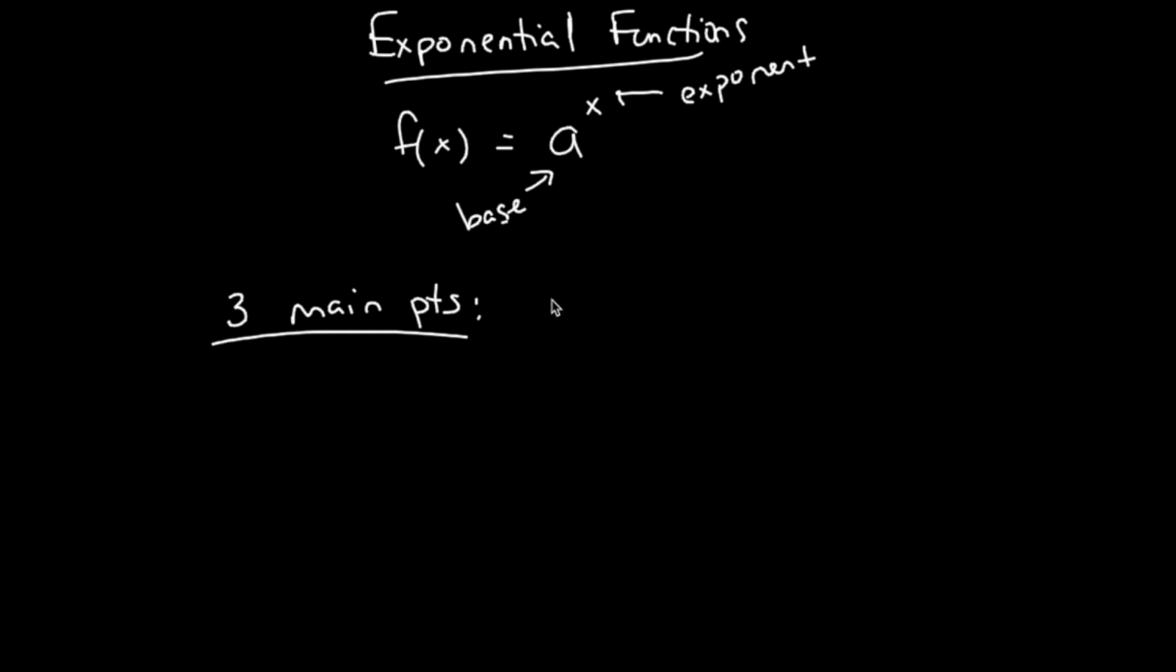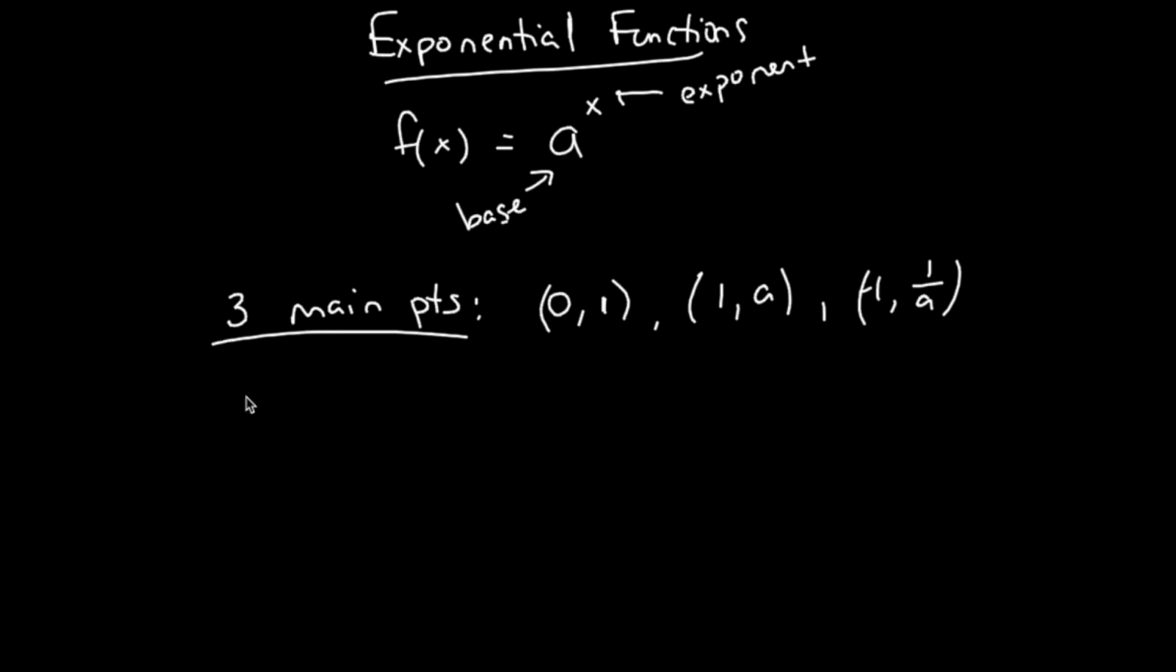And the first one is when the x-coordinate is 0, the y-coordinate is always 1, no matter what. I mean, there's no coefficient here. If it's just a basic number to the x. Anytime the exponent is 0, anything raised to the 0 power is 1. Anytime the exponent is 1, a to the 1 is going to give me a, and then negative 1, and then 1 over a. So a to the negative 1 is 1 over a.